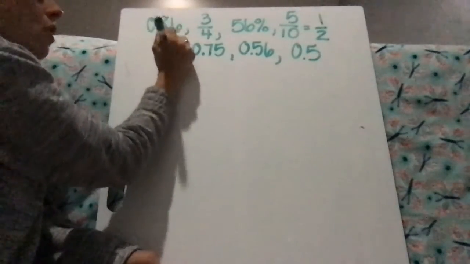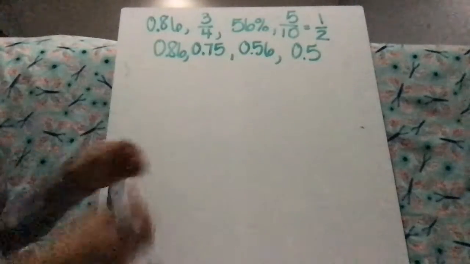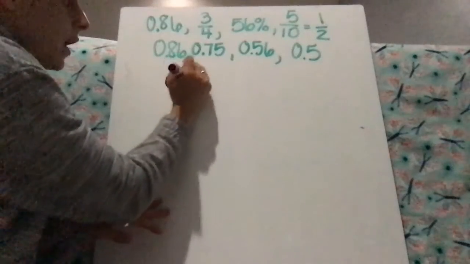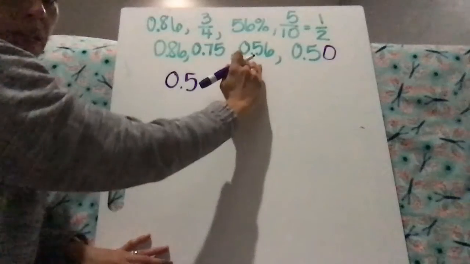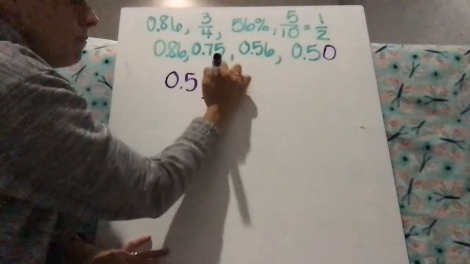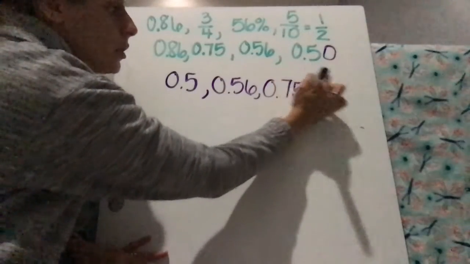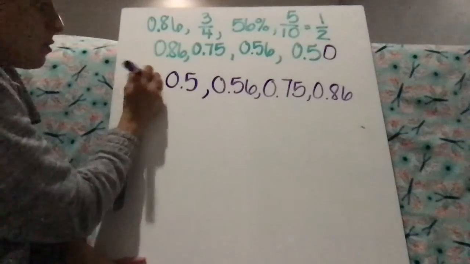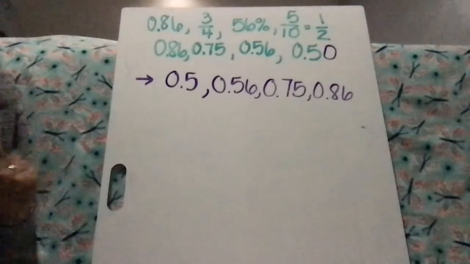So now that we've turned all of our numbers into decimals, we're ready to turn them into the order of least to greatest. So we would look for the one that would be the smallest, which would actually be 1/2. So 5/10. If you think about it, it's 50, so it would be smaller than 56 hundredths. Next would come 56 hundredths, followed by 75 hundredths, and then 86 hundredths. This is the order least to greatest, but we want you to be able to give it to us in the original form that we handed it to you in.